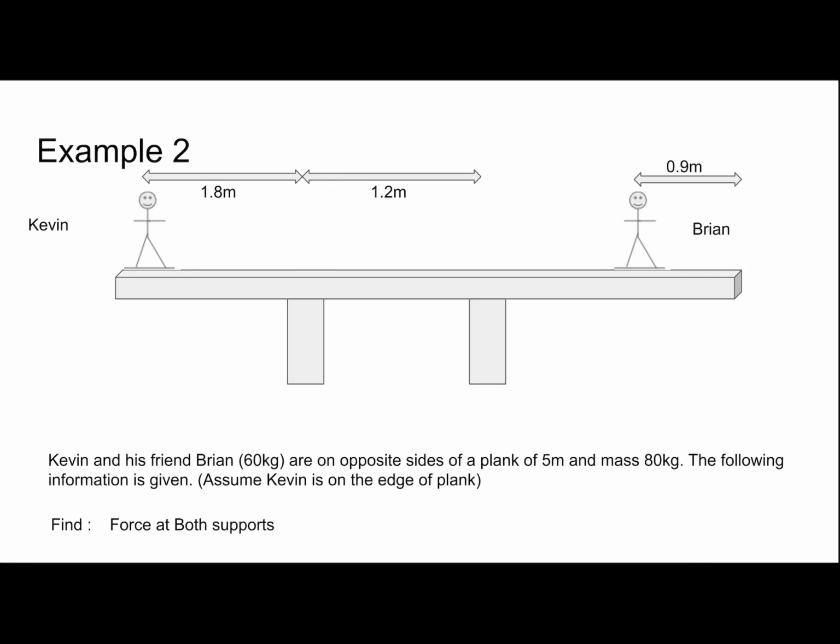Once again, we're going to make one support the pivot. And we're going to find all the torques acting around that pivot and which direction they are in. And by using that concept, we can find the support force of the opposite support.